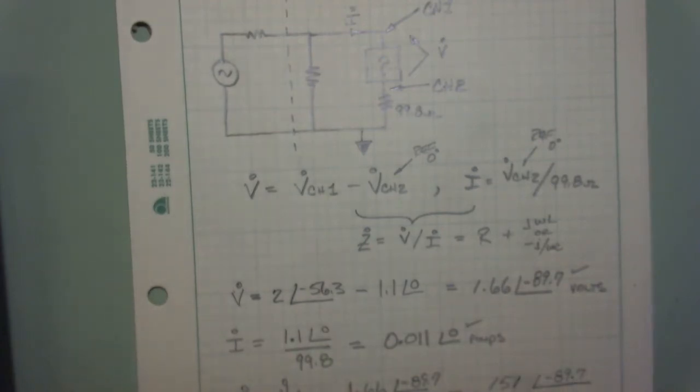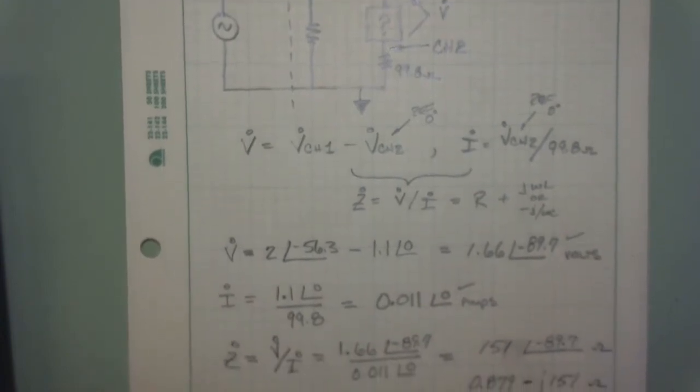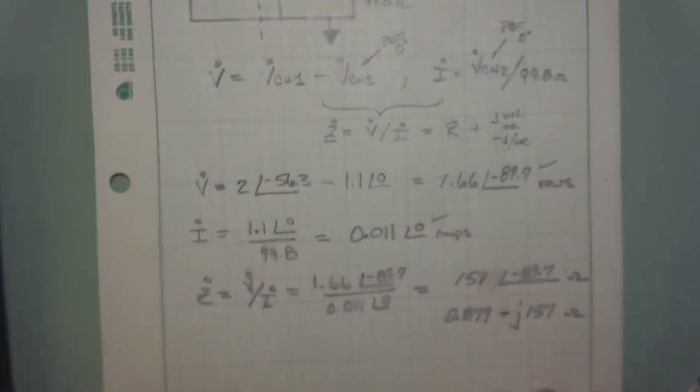Now I'm going to switch to a rectangular form, and this turns out to be 0.879 minus j 150.96, we'll just call it 151. These would both be ohms. This polar form is not as useful for us right now as this rectangular form. So again, I'm off the page here, my apologies.